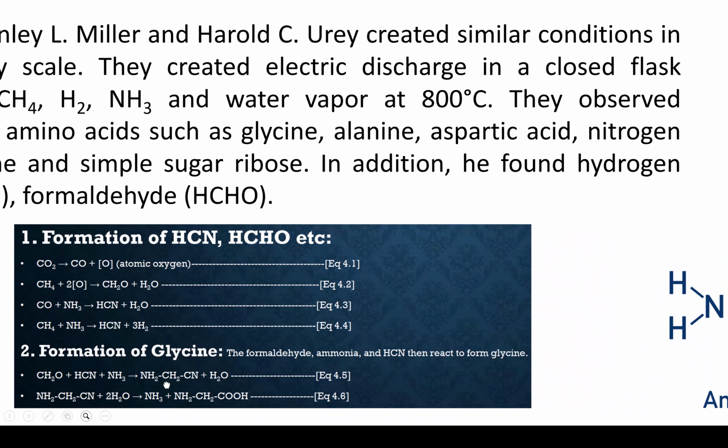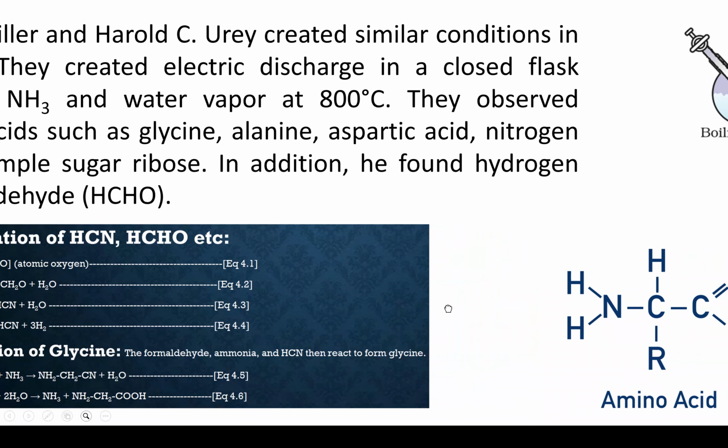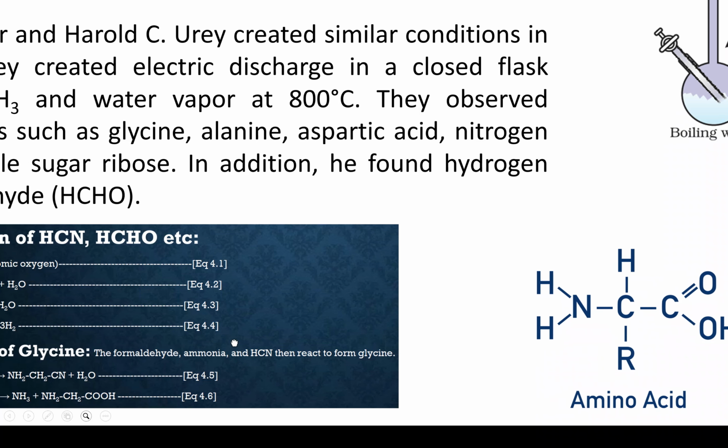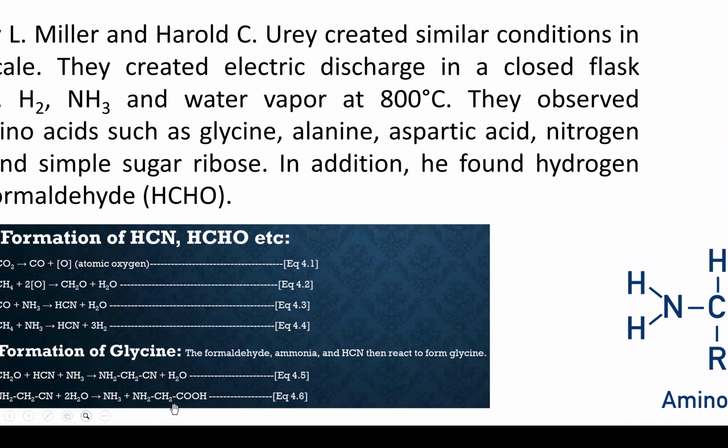This NH2CH2CN can combine with a water molecule to give NH3 plus NH2CH2COOH. If you remember, what is the basic structure of an amino acid? It is NH2, then a carbon, to which there is one hydrogen and one COOH group. So there is COOH, there is NH2, there is one hydrogen, and R can be a variable group. Look here, this is NH2, C, one H here, CH2, and COOH. This is a simple amino acid called glycine.